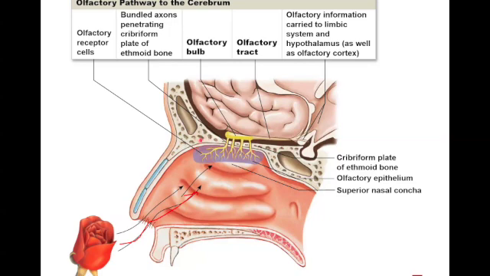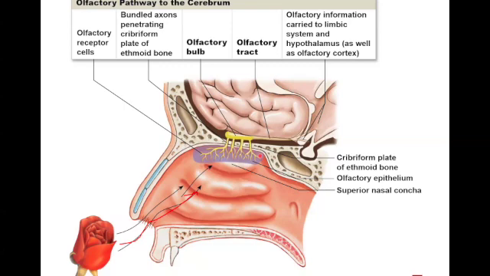If you remember last semester when we were talking about this ethmoid bone, we said that we're going to have these small perforations within the ethmoid bone. Do I remember what those are called? The cribriform foramina. And that plate was called the cribriform plate.